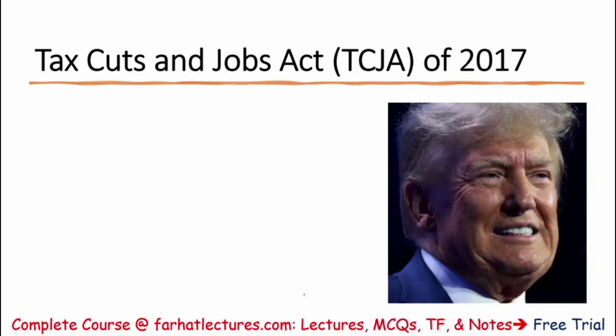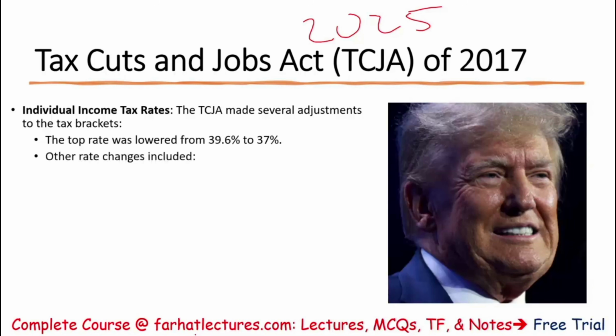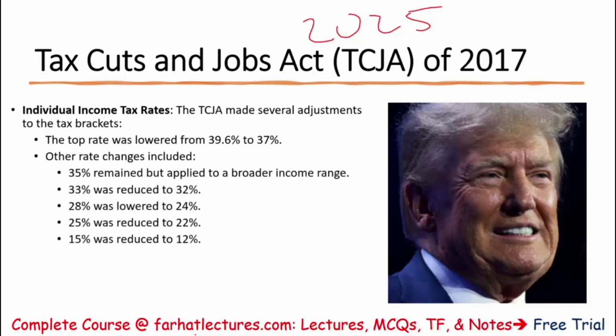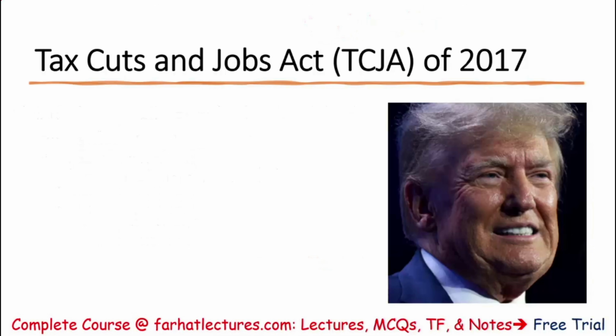Let's move on to President Trump, which is the Tax Cuts and Jobs Act, and this is what you would learn in this course because it's going to be in effect until the year 2025. If it stays, hopefully it stays. I don't want to change my courses, right? Otherwise, it will go back to pre-2017. So it's from 2017 to 2025. It made several adjustments to the tax bracket. It lowered the tax bracket from 39.6 to 37. These are the changes in the tax bracket. It lowered the various tax bracket. Also kept the 10%, but now it applied to a different income level range.